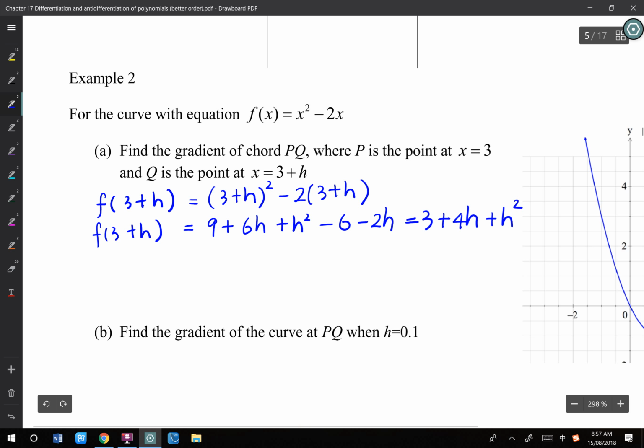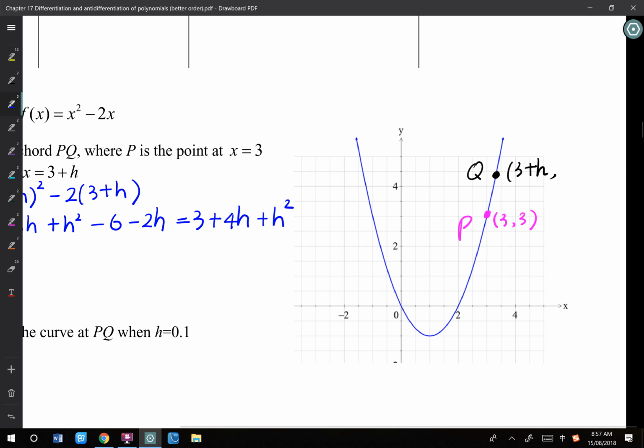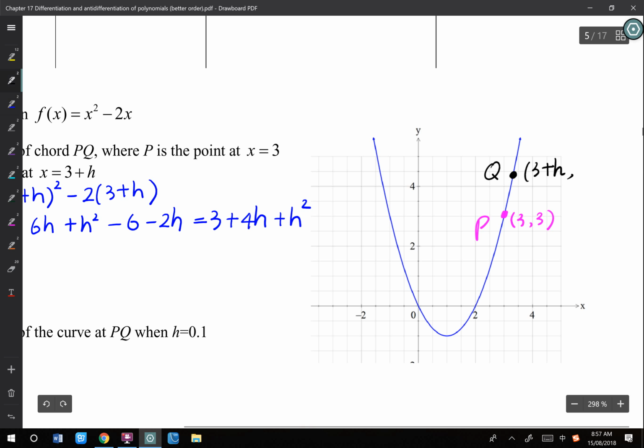Well, it depends on what h is. If h is 0, the y value is 3. If h is 1, then it is 3 plus 4 plus 1, which is 8. So it depends on what your h is. So I can put this here. What we have is 3 plus 4h plus h squared. Okay, that's the two points.